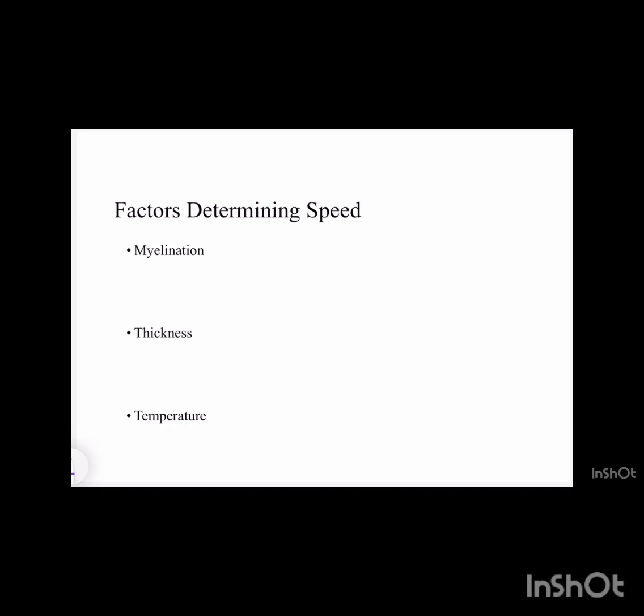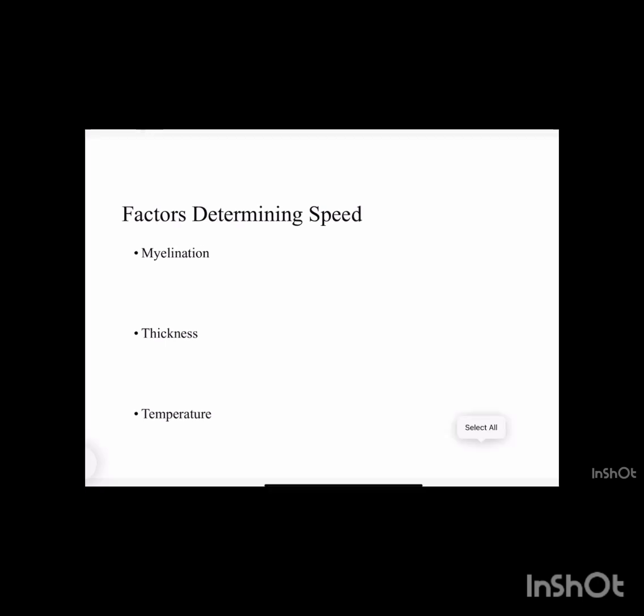Then we'll discuss some factors that determine the speed of conduction. First is myelination. A myelinated neuron will definitely carry action potential faster than a non-myelinated one. So if myelination is there, the conduction is faster. In case of thickness, what happens? If the axon diameter increases, this is one axon A and this is one axon B. If the axon diameter increases, what happens?